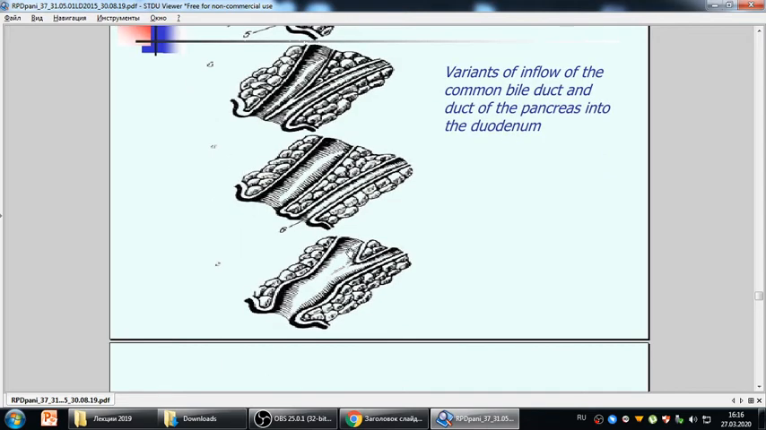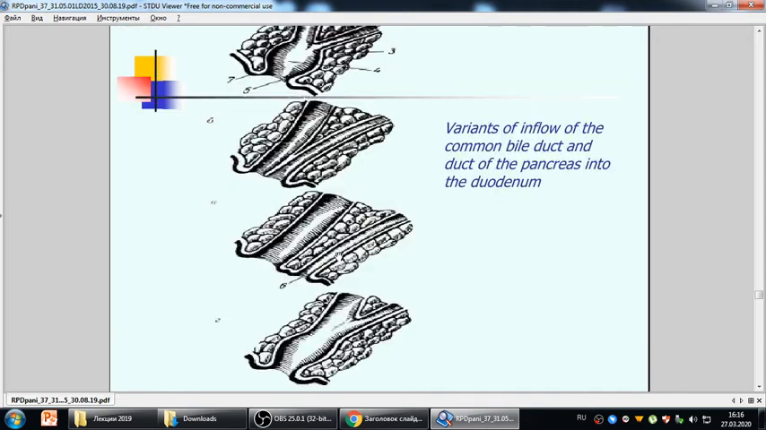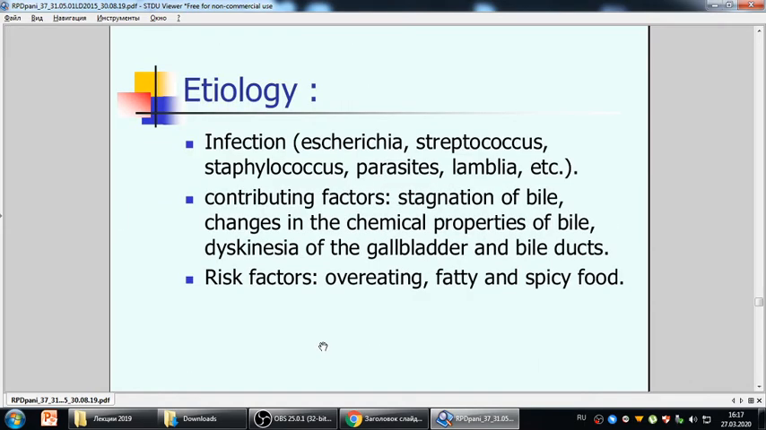And for example, in this variant, it will be very difficult if any stone formed in the common bile duct can also result in obstruction of this common duct, and can cause increasing pressure in the pancreas, in the pancreatic duct also.